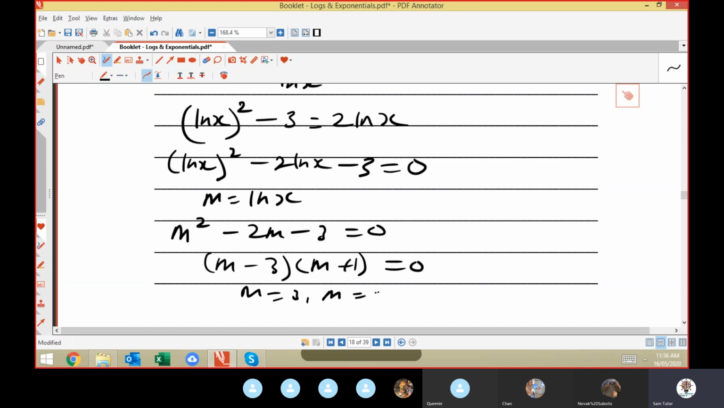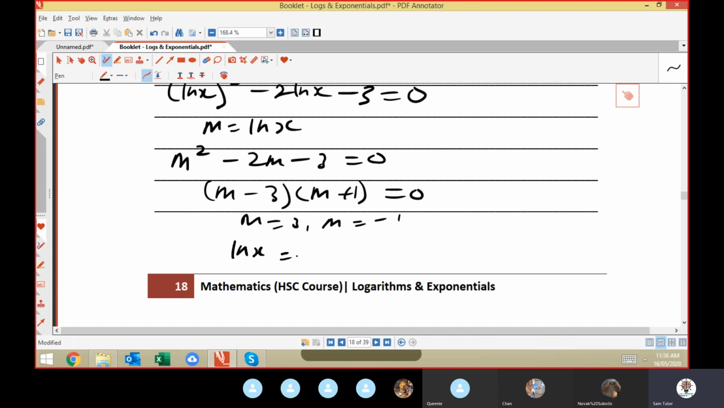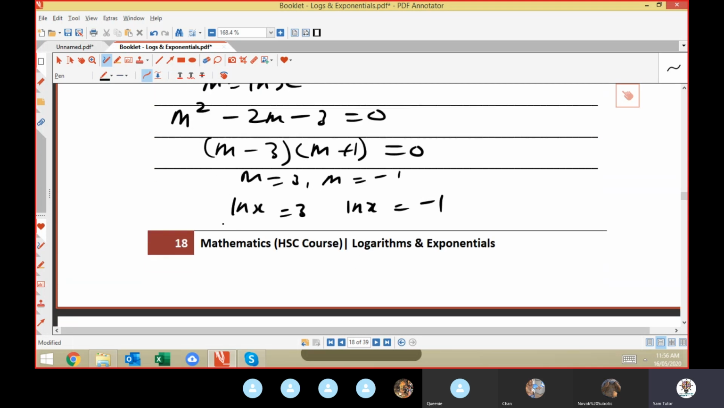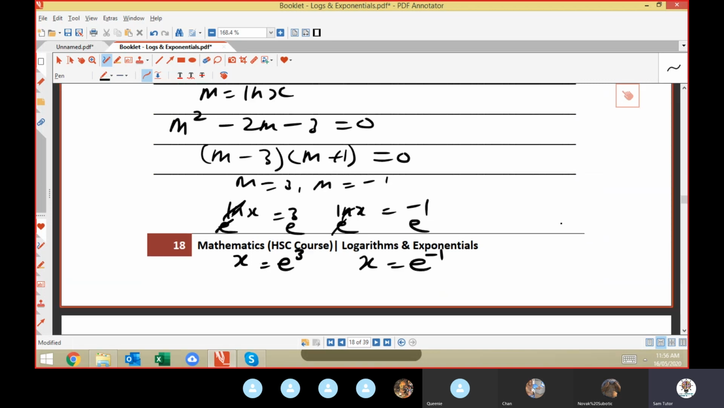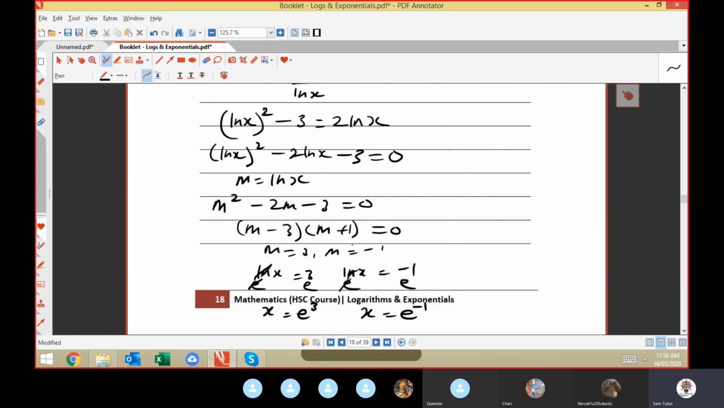M equals 3, m equals minus 1, and then what do we have? M is log x, so log x equals 3, log x equals negative 1. How do we get rid of the log? This time we exponential both sides. So your answer is e to the power of 3. In this case, it's e to the power of negative 1. That was worth 3 marks.